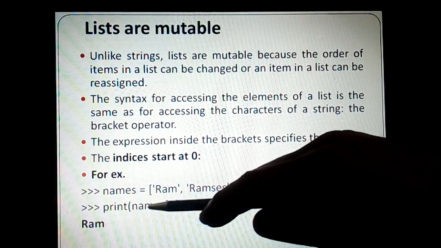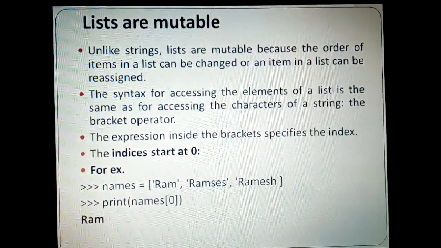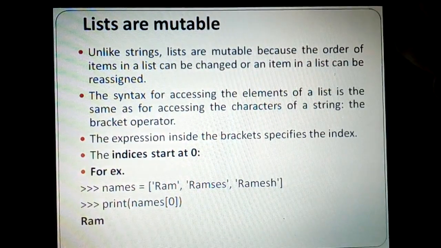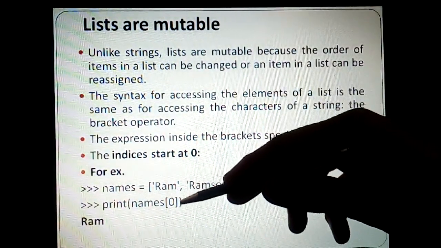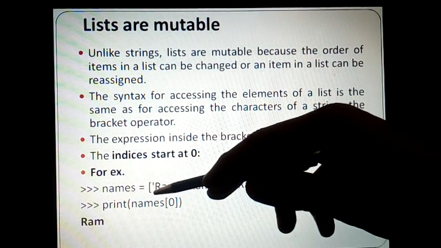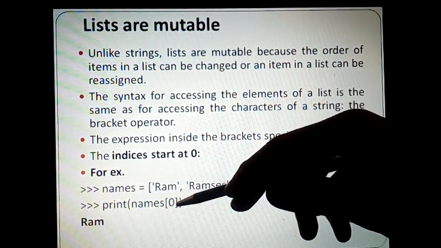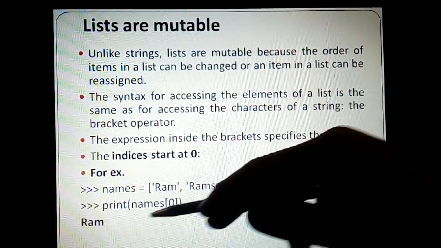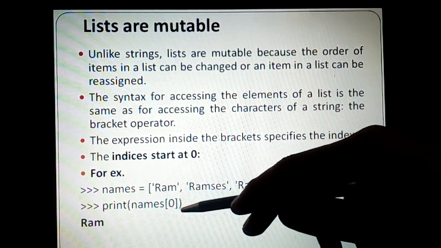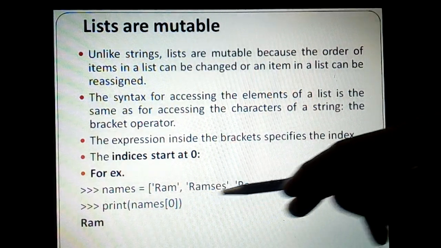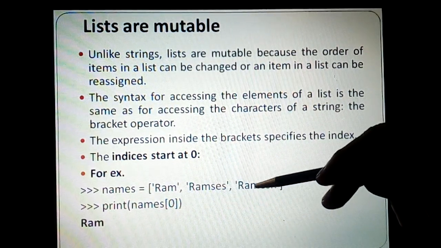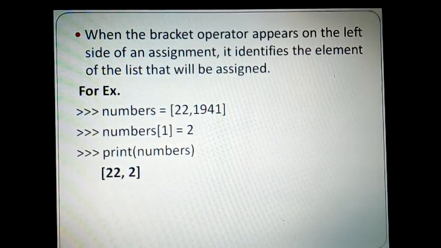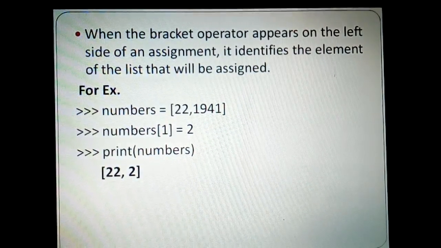So if I say print names, the list names, now I can print the list here saying print names of bracket 0, indicating that I want to print the first element of the list, which is indicated as 0th element, and then I would get Ram subsequently. Similarly, if I say names of 2, then I would get Ramesh, because this is at the second index, or it is at the 3rd position. Now similarly I have the other operations here.